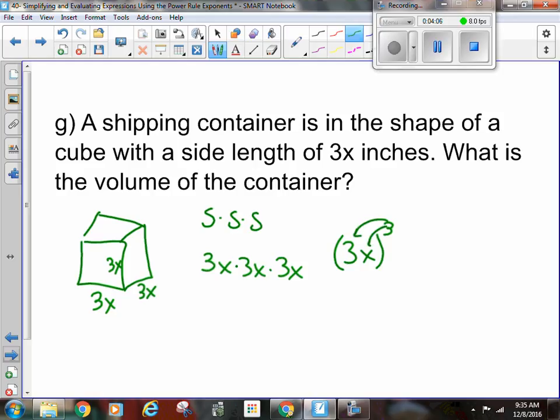So we can distribute our cube into each of those, or we can go ahead and multiply here. 3 times 3 times 3, which is 3 cubed, gives us 27, and x to the 3rd power, or x times x times x, is x cubed. There you have it.